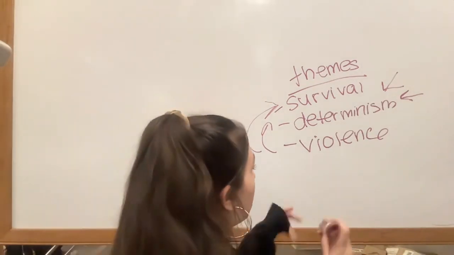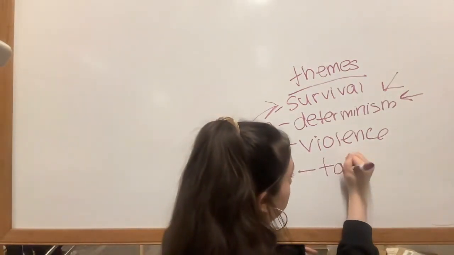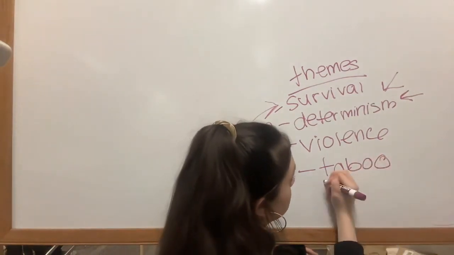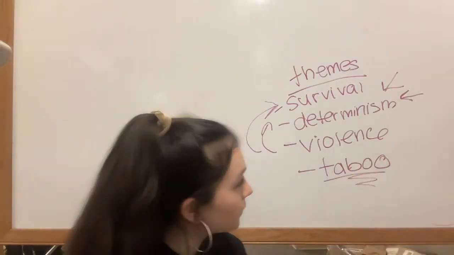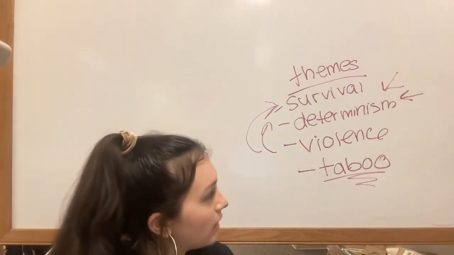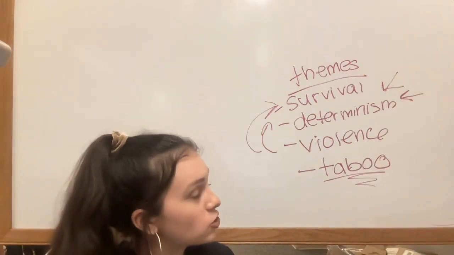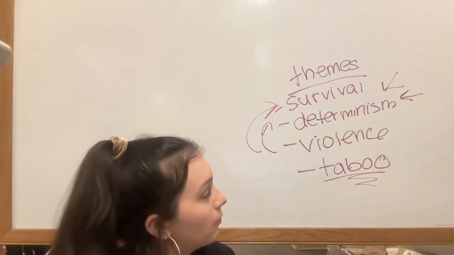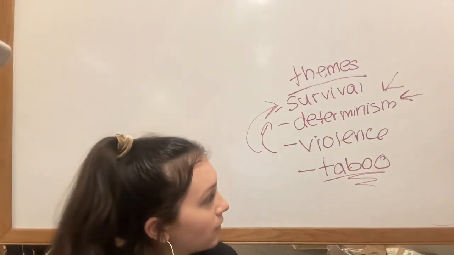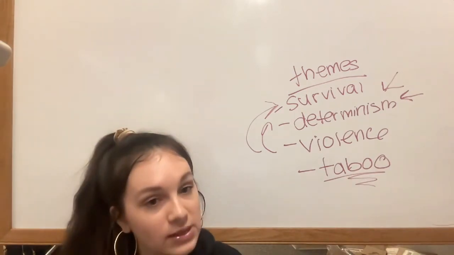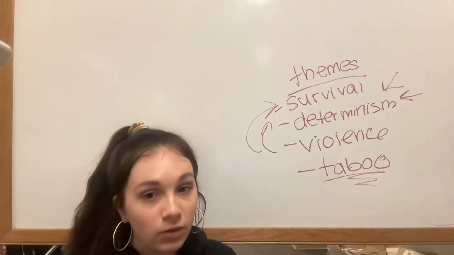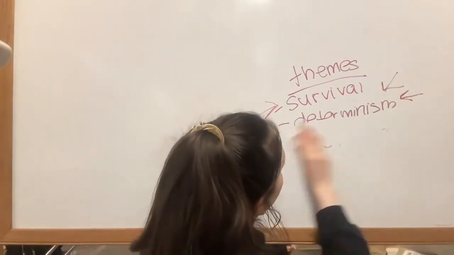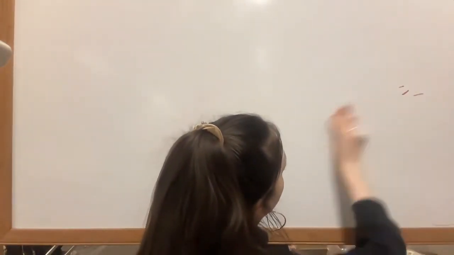So finally, we have the theme of taboo. And again, that one's pretty self-explanatory. It's just that naturalist literature was pushing the bounds of literature that had come before it, and it was testing new waters in a way that not everyone was necessarily comfortable with. So, we'll erase some of that, and we'll get into the major literary figures.